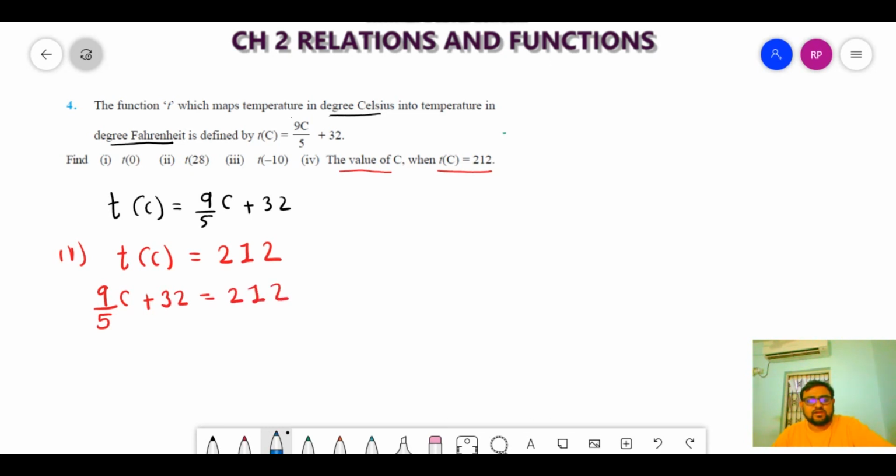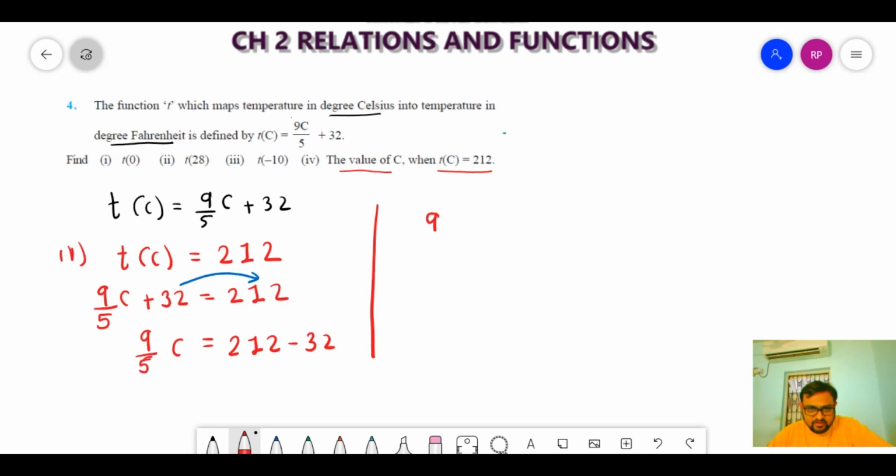When I take 32 to this side, it will be subtracted. So 9/5 C will be equal to 212 minus 32. 9/5 C will be equal to 212 minus 32, that will be equal to 180.